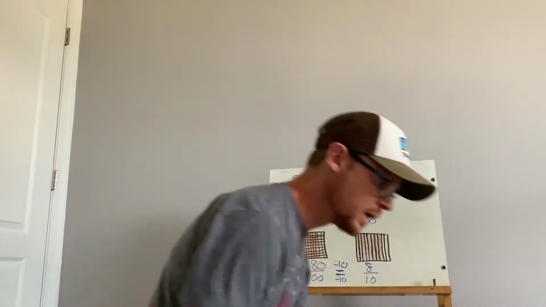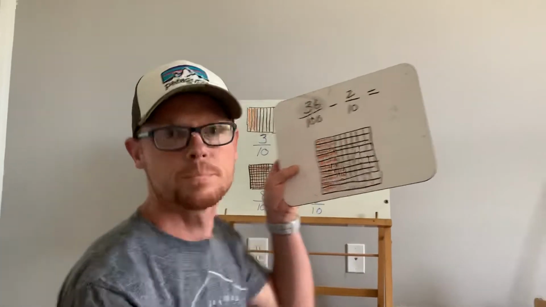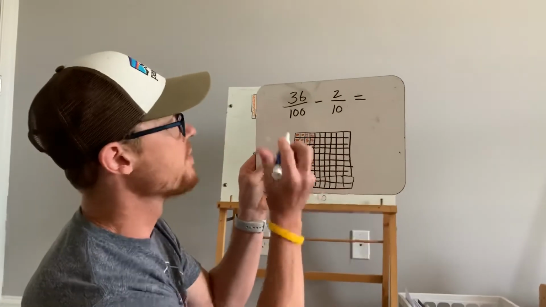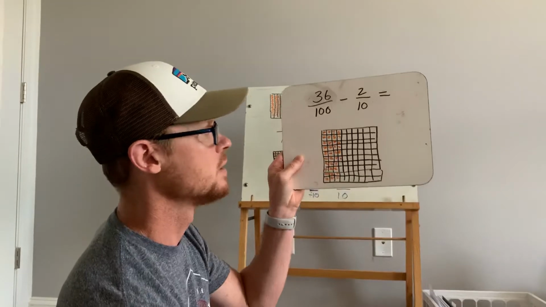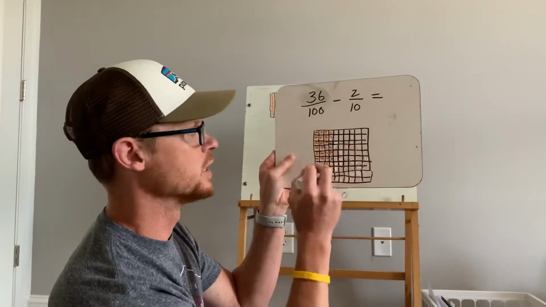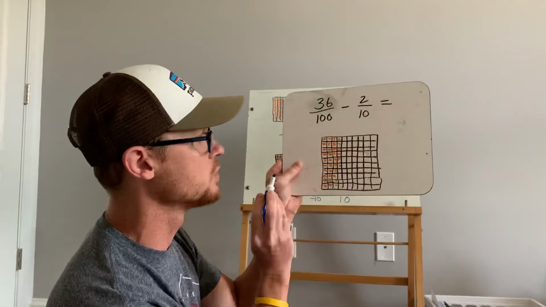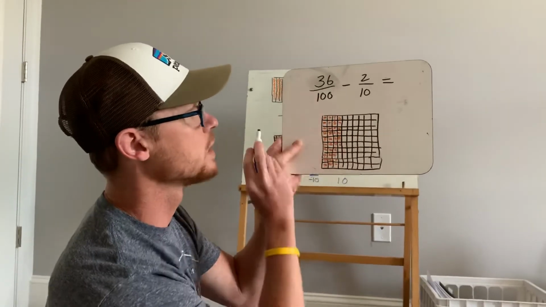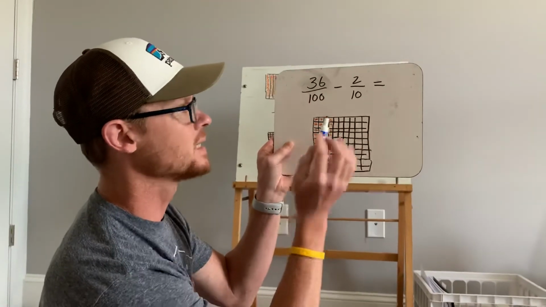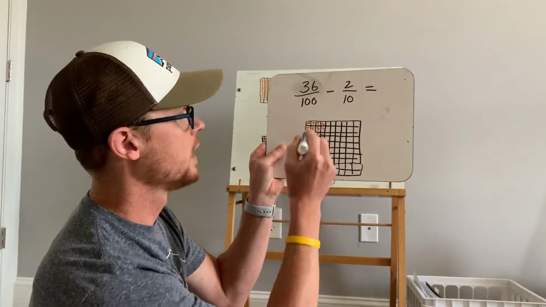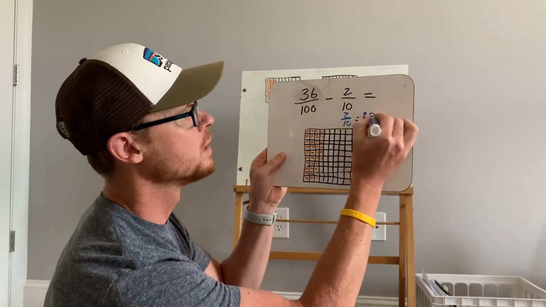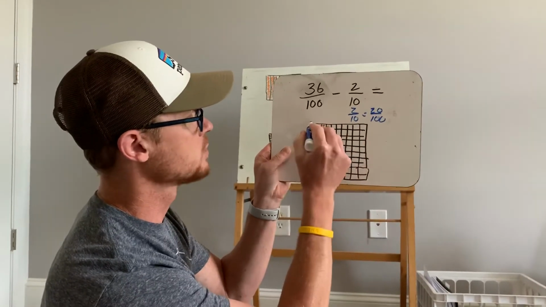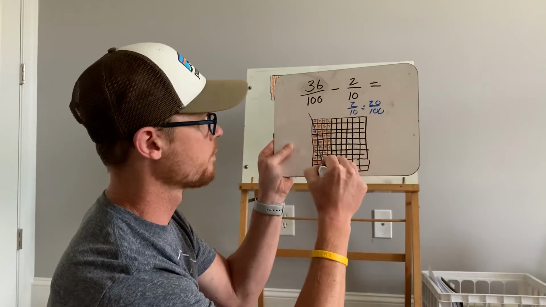And lastly, guys, we can represent that in picture form. My equation is 36 hundredths minus 2 tenths. My picture shows hundredths, and in that box, I have 36 of those shaded in. So I'm representing my first number of 36 hundredths. If I'm subtracting, I'm just going to cross out 2 tenths. And I know 2 tenths is equal to 20 hundredths. So I'm going to cross out 10, 20 hundredths right here.